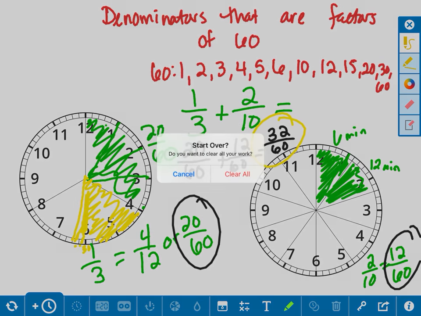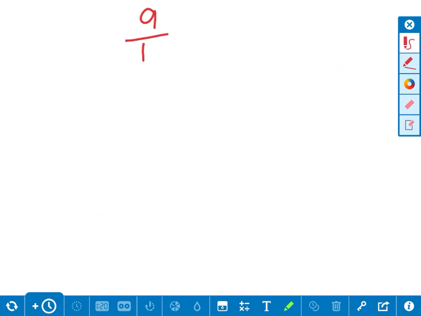All right, let's clear our board and do some subtraction. So again, we are only working with denominators that are factors of 60. So our problem here is going to be, let's do 9/12 minus 2/4.